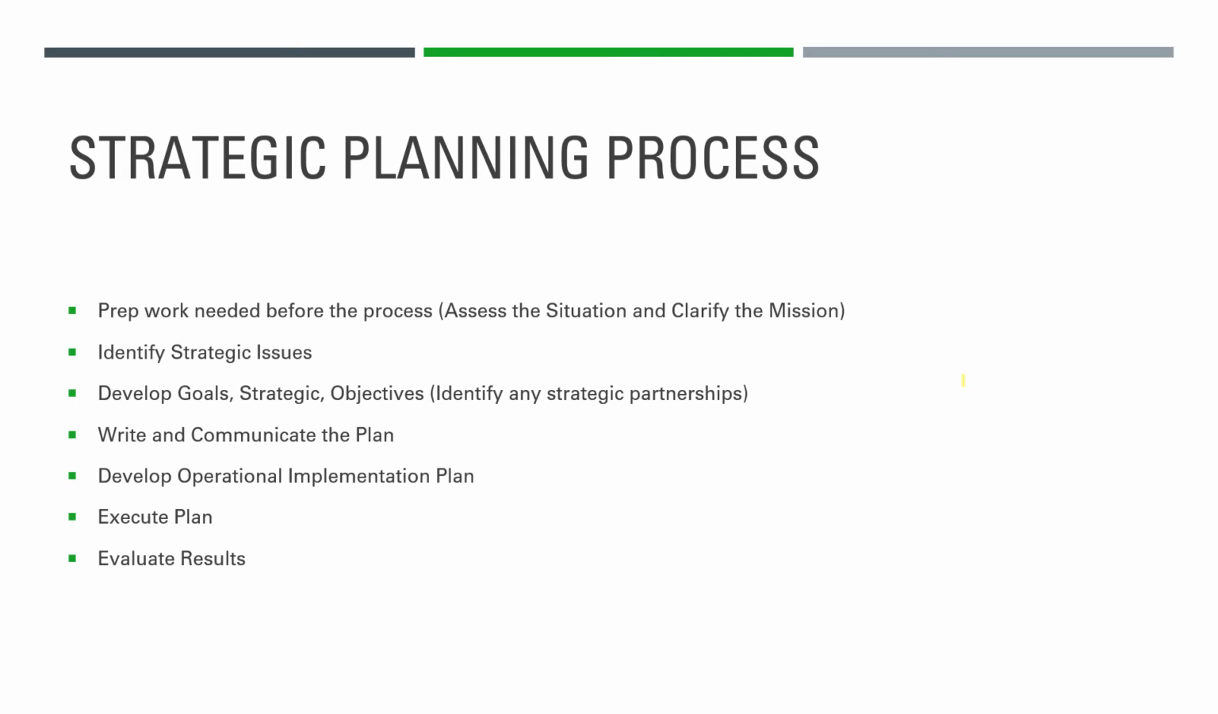Then you want to identify your strategic issues. Develop your goals, your objectives, and identify any key partnerships that you need to develop. Then write how you will communicate your mission, vision, and what you plan to do. That's your communication plan. Develop an operational plan.